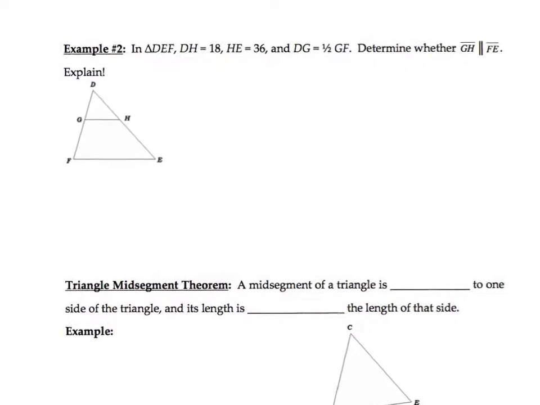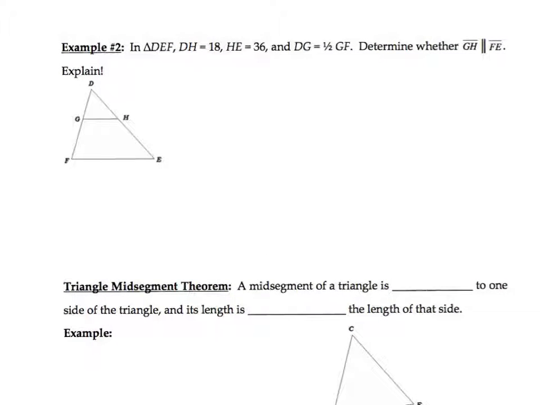So we're going to go ahead and do an example. In our triangle DEF, we know that DH is 18. We know HE is 36, and DG is 1/2 of GF. We're going to use this to determine whether GH is parallel to FE. If it is, then we have that DH over HE should equal DG over GF. As long as this is true, then that line is parallel.